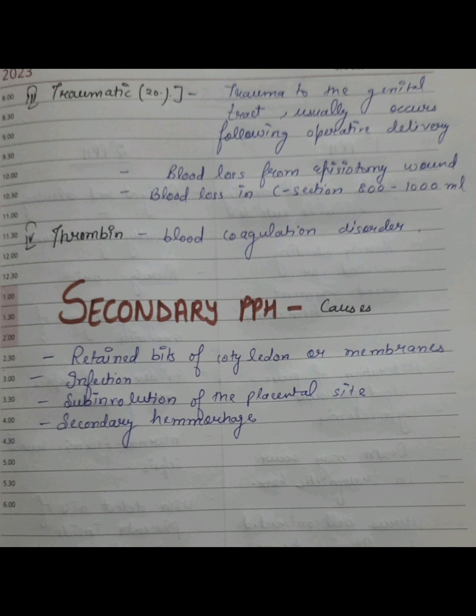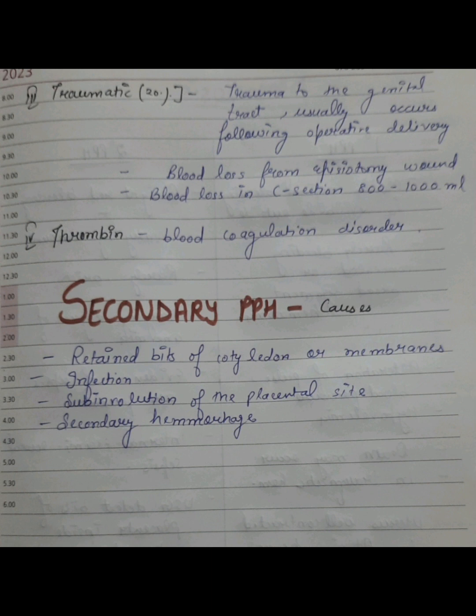And second, as I mentioned to you, tissue: if there are any retained bits of tissue, clots or fetal membranes left behind in the cavity, that is why they lead to imperfect contraction and retraction, which further causes PPH. So these two are mainly related to each other, right. These are the main causes of primary PPH.